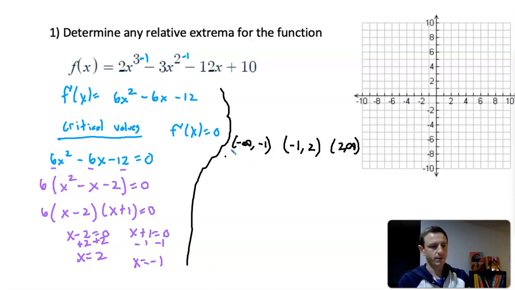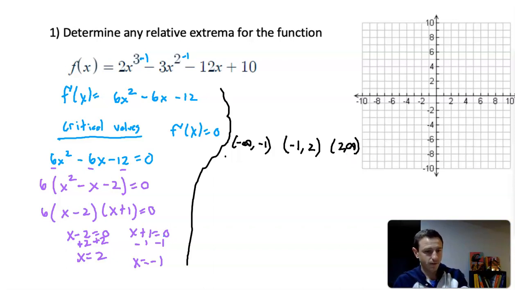The reason I'm doing that is because at negative 1, it's flattening out, so I want to know what is happening to the left of negative 1. Is it increasing into negative 1, or is it decreasing into negative 1? And then I want to know what's happening from negative 1 to 2. How is it connecting? Was it decreasing and then increasing to 2, or was it increasing and then decreasing to 2? And then we want to know what's happening on the other side of 2 to infinity.